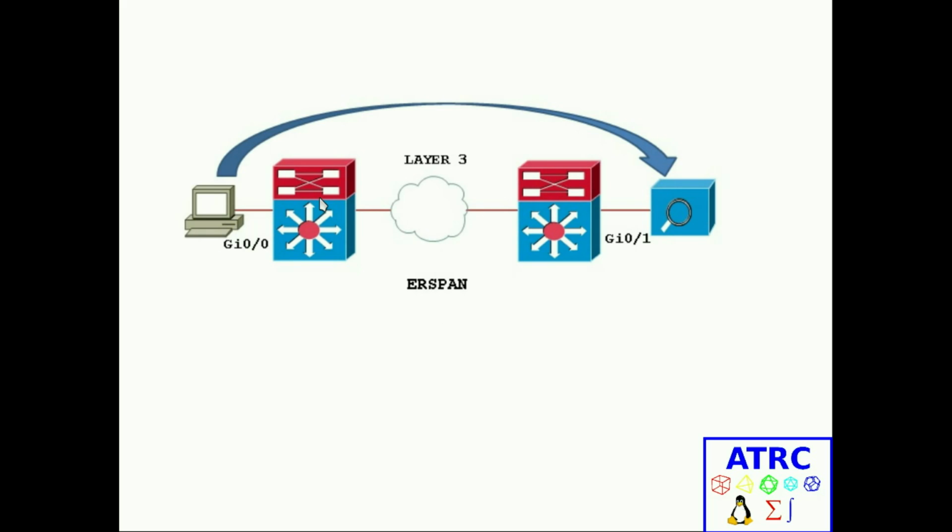Then sometimes you might have switches which are really far away and they don't have a layer 2 network between them. They might have a layer 3 IP network like the internet, and there might be routers in the way, which do not understand layer 2 networking. They do the IP addressing, and they might be from other vendors. In that case, you can still get the data from this port to another port on this switch by using a protocol called ERSPAN.